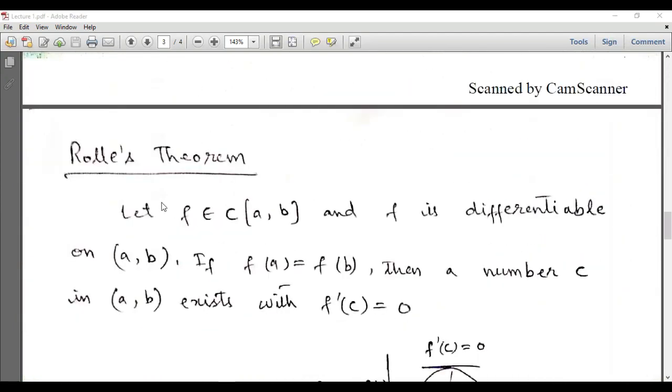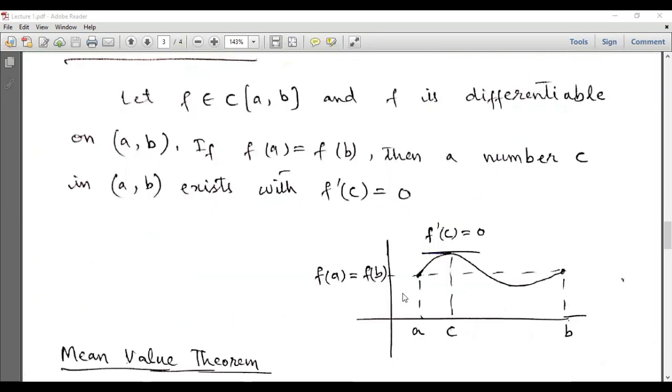Next theorem is Rolle's theorem. Suppose f belongs to the interval [a, b], f is a continuous function between these two points a and b, and f is differentiable on (a, b). If f(a) is equal to f(b), then a number c in (a, b) exists with f'(c) equal to 0.